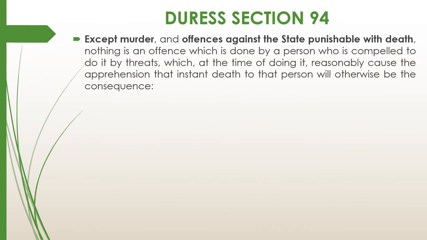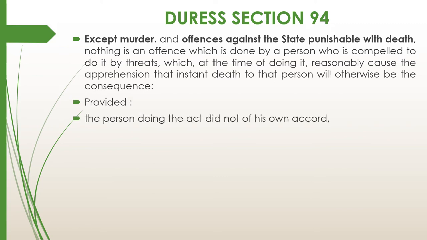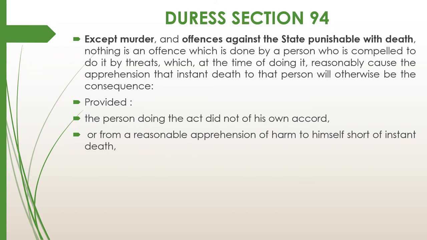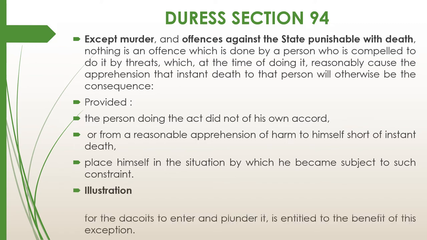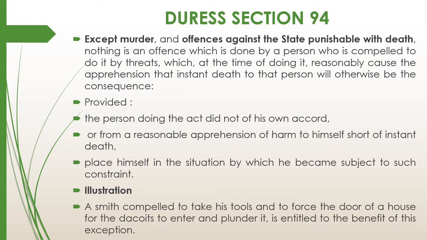Section 94, Duress. This states that except murder and the offense against the state punishable with death, nothing is an offense which is done by a person who is compelled to do it by threats which at the time of doing it reasonably cause the apprehension that instant death to that person will otherwise be the consequence, provided the person doing the act did not of his own accord or from a reasonable apprehension of harm to himself short of instant death place himself in the situation by which he became subject to such constraint. For example, if a smith is compelled to take his tool and force open the door of the house for the dacoits to enter and plunder it, then he is entitled to the benefit of this exception.